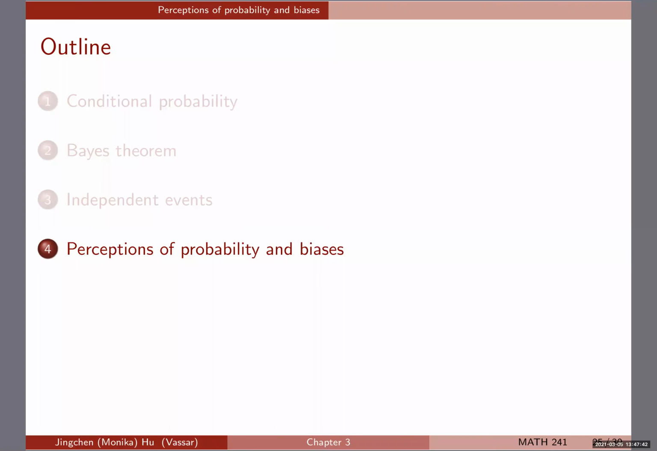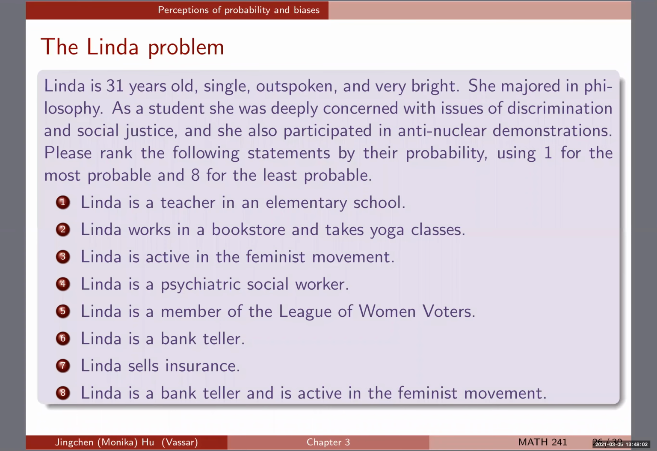Okay, the last topic of this chapter is not really in the textbook, but I think it is really interesting for us to start thinking about whenever we are having perceptions of probability. It's very easy to have some biases. If you have done that survey that I sent out over Slack, you will have seen this Linda problem. Okay, so the problem in that survey goes this way.